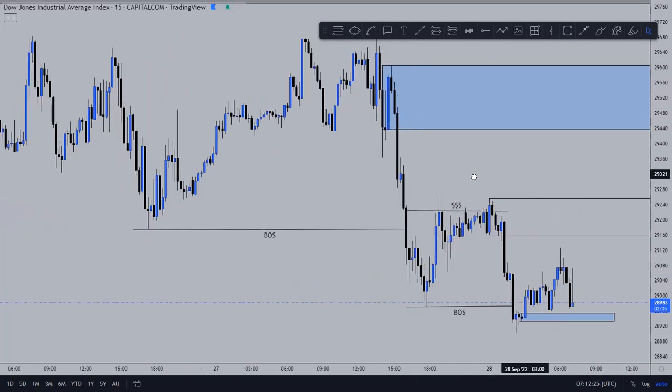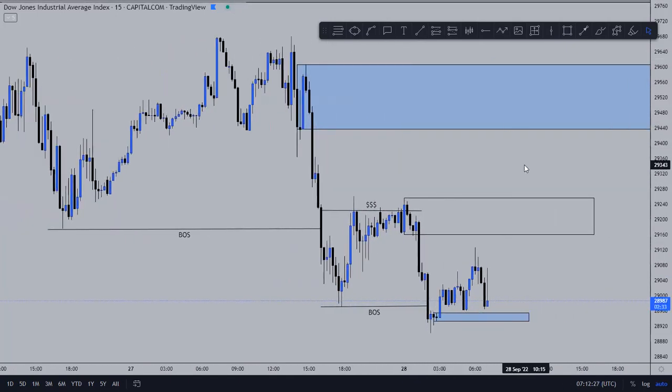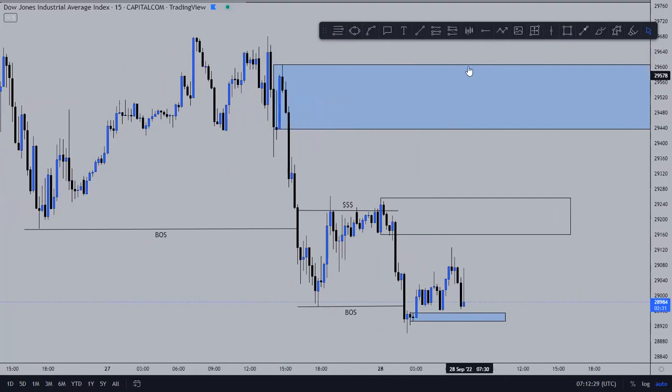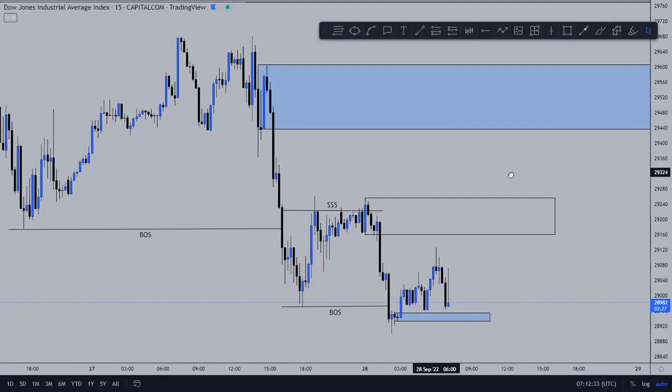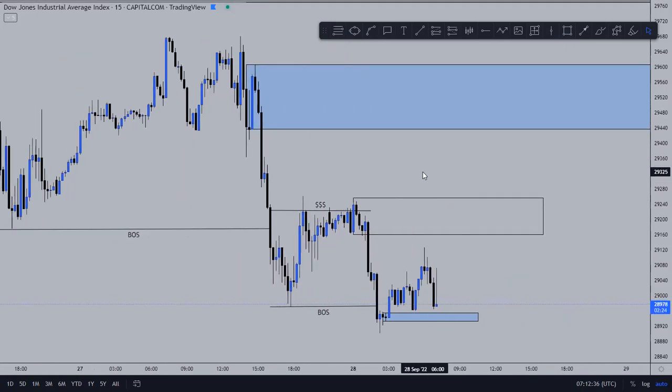That is the target for the buys. Then we take ourselves. I'm targeting the weekly order block as the target of those sells. So that is what I'm looking at. Let's see how price is going to move.